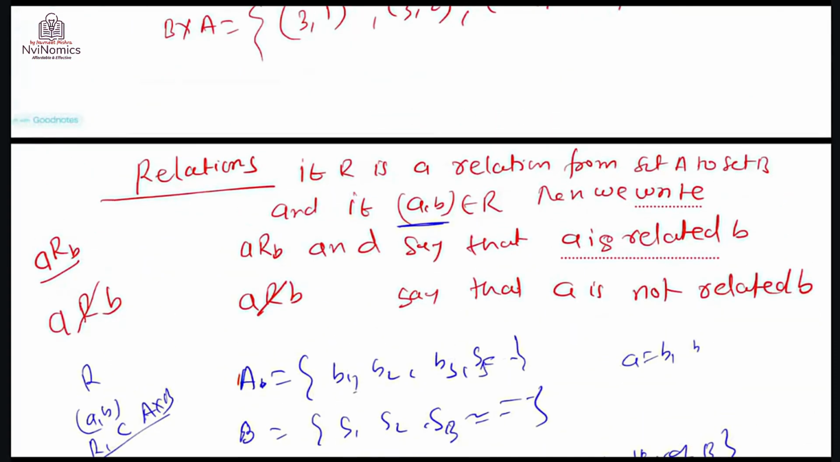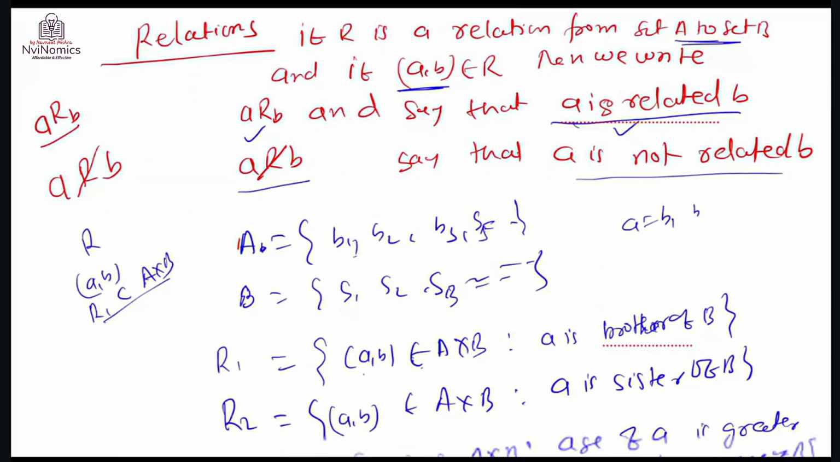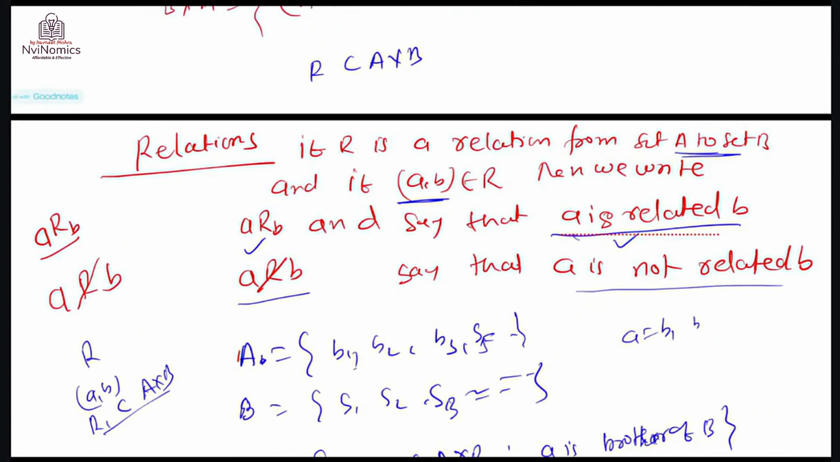Look, relation: if R is a relation from set A to set B, and if (A, B) belongs to R, then we write A is related to B, and say that A is related to B. If it is true, then we say so. If A is not related to B, then we say that A is not related to B. Now basically this R is a subset of A cross B. Here I'm going to define it on A and B. R is basically a subset of A cross B.